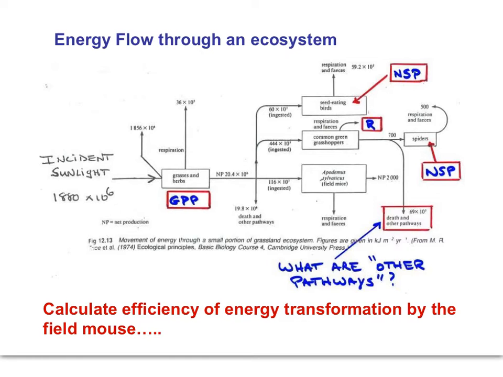The field mouse is a warm-blooded creature as well, maintains a high body temperature, and spends a lot of its food energy to maintain that high body temperature. Energy is spent in being warm-blooded, and that lowers the efficiency of energy use in the field mouse.